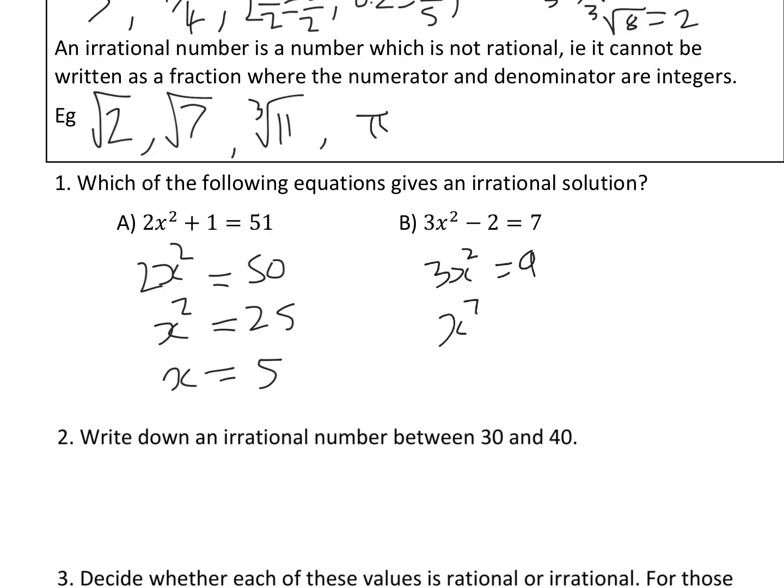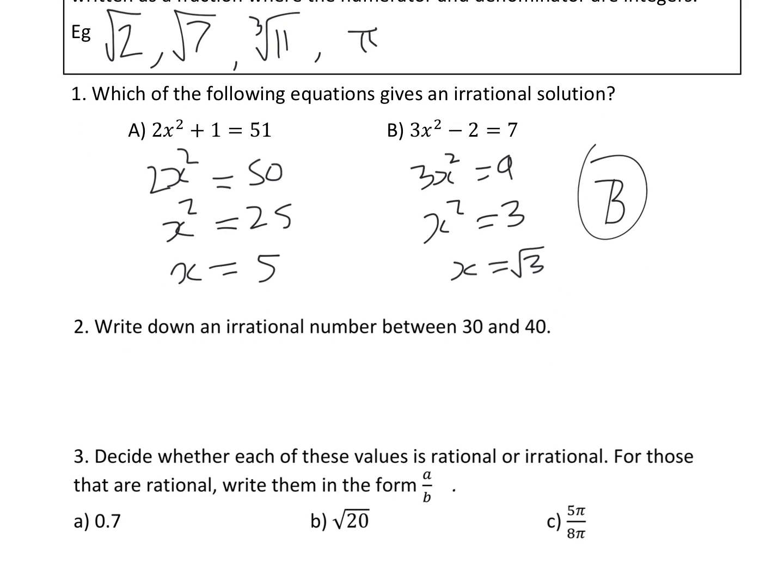1x squared, we can divide by 3. So 9 divided by 3 is 3. So x squared is worth 3, and x would be the square root of 3. That's irrational. So which of the following gives an irrational solution? The answer is B.